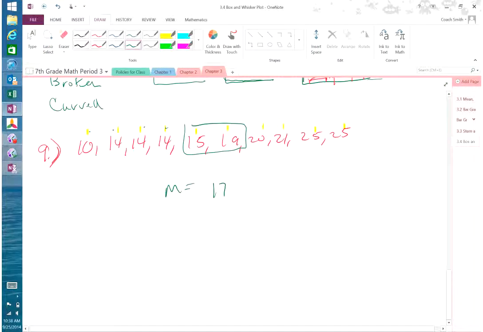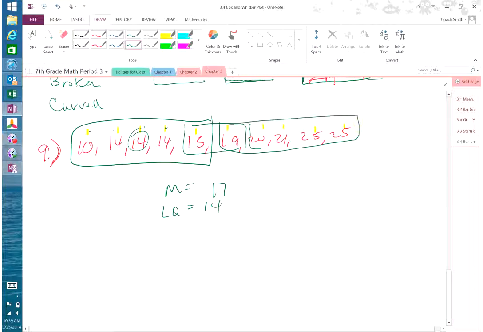Your lower quartile is going to be this half of numbers here. And how many numbers is it? 5, so it's the third number, so 14. Upper quartile is this set of numbers. That means it's going to be 21. Your lower extreme is equal to 10. Your upper extreme is equal to 25.